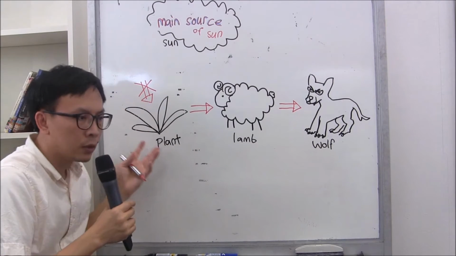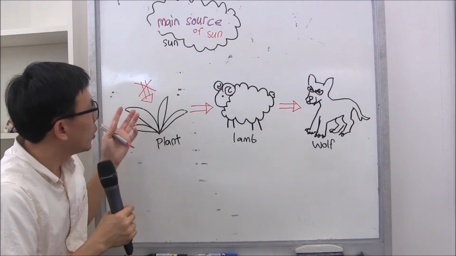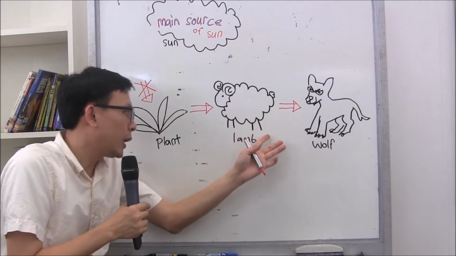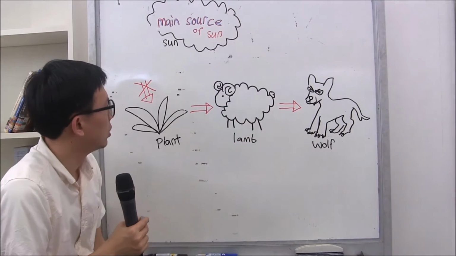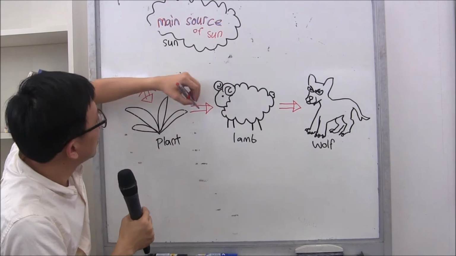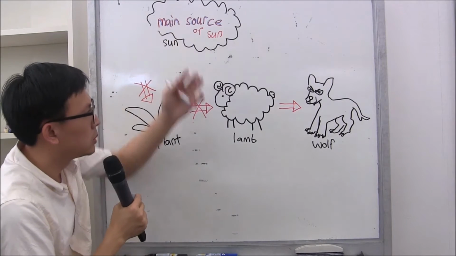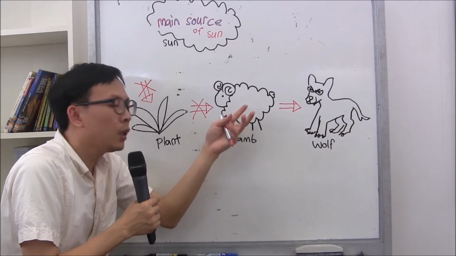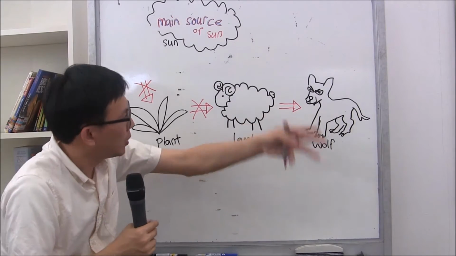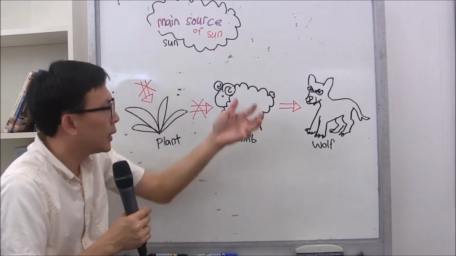So all the plants will not live, right? Without plants, will there be food for the lamb? No. The lamb will die as well. And without the lamb, there'll be no food for the wolf. So all the meat eaters will have no food again.